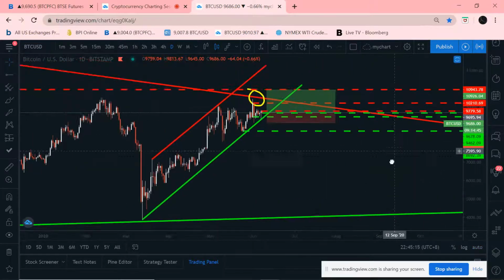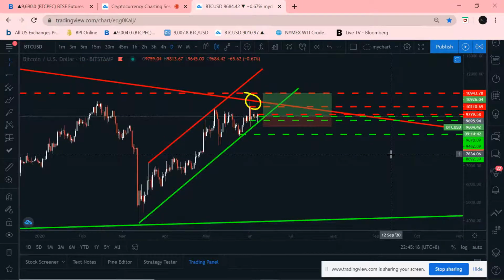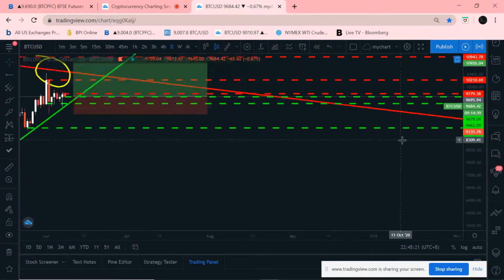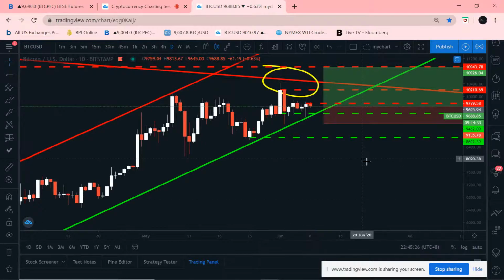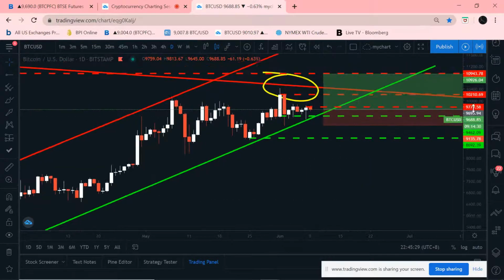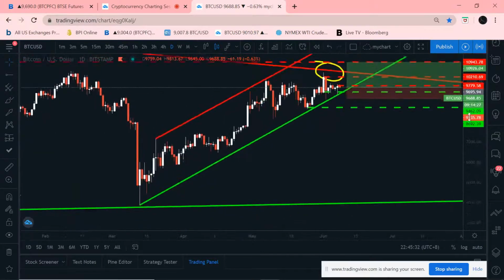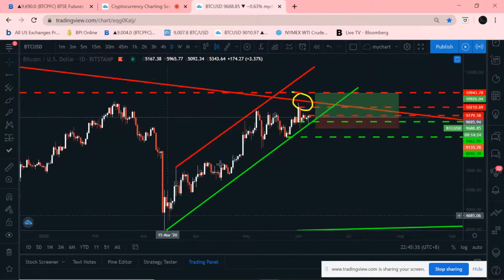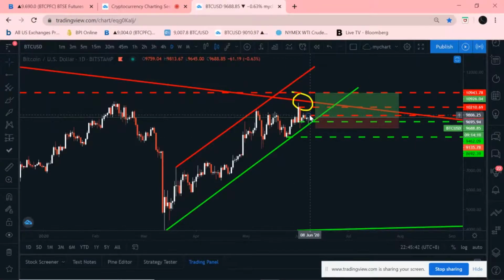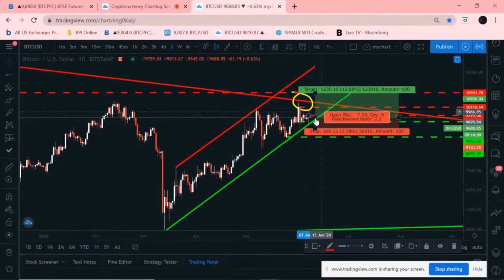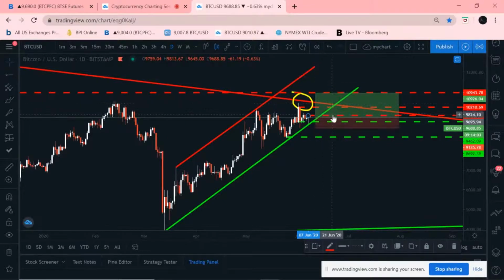Currently it's trading around 9,686. This is the daily time frame. If you look at the trend, it's at the support area or near the support area. So I'm expecting it will try to retest the 10,000, 9,800 first, and then if it breaks that 9,800, possibly retest the 10,200.